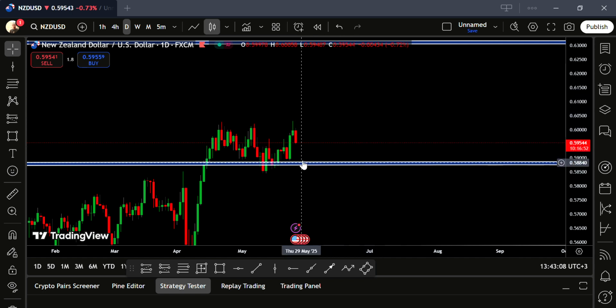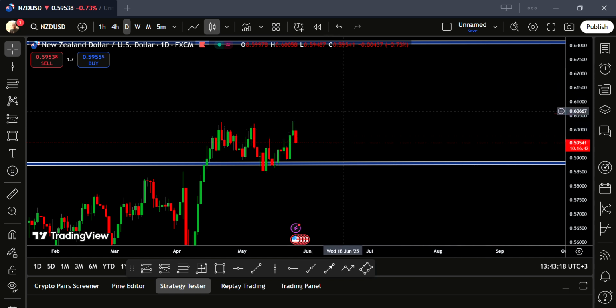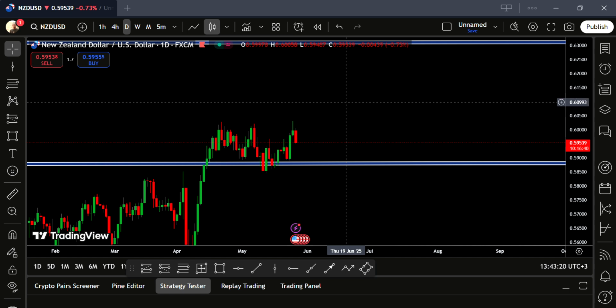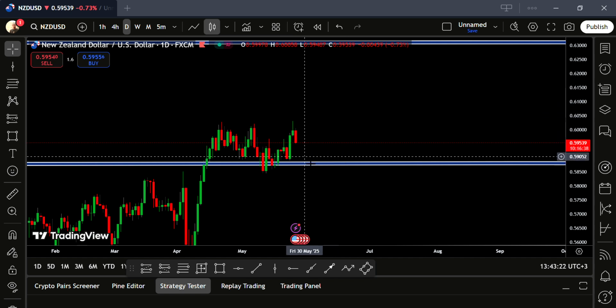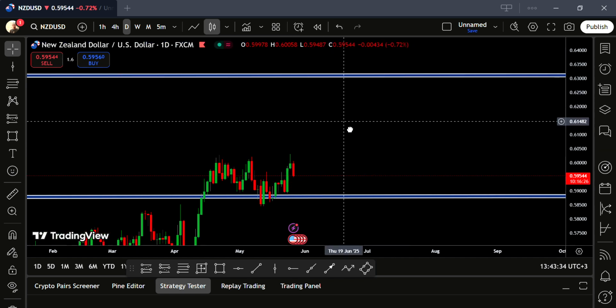However, it's not going to happen today. It might happen today in the evening, or it might happen tomorrow, or the day after tomorrow. So my work is to come here each day in the evening and check, have we reached my area? If I reach my area of interest, or what people call point of interest, then I drop down to the 4-hour and look for my entries. Put stop losses below here, and then target the next resistance.